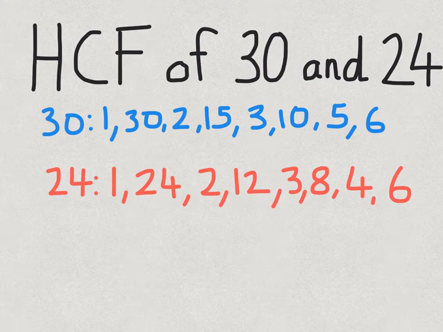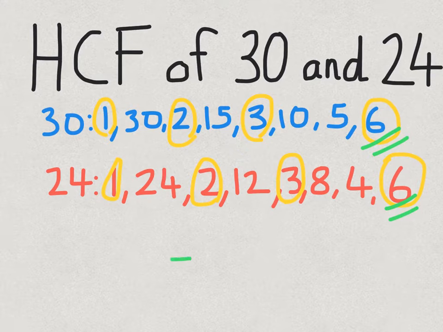Now we're looking for common ones. So we can see here, well, that's common. 1 is always common. I can see 2 is common. I can see 3 is common. And I can see 6 is common. So if we're looking for the highest common factor between 30 and 24, well, our answer is going to be 6.